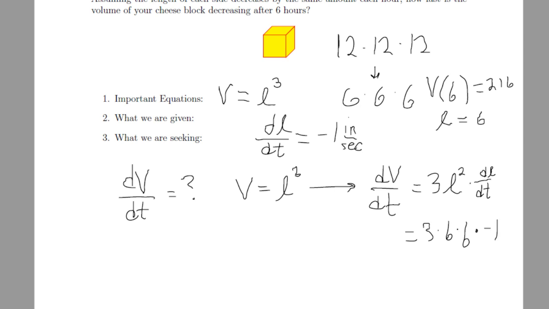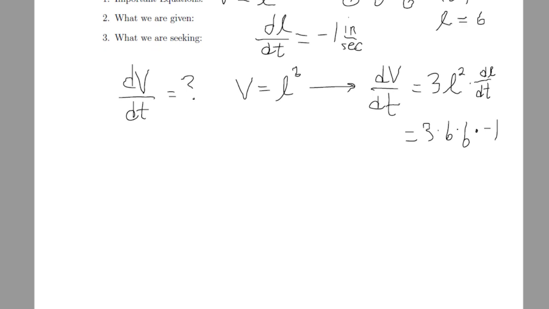All right. And then we'll just multiply that all together. And we have dV/dt equals -108. And since it's a volume, it should be inches cubed per second.